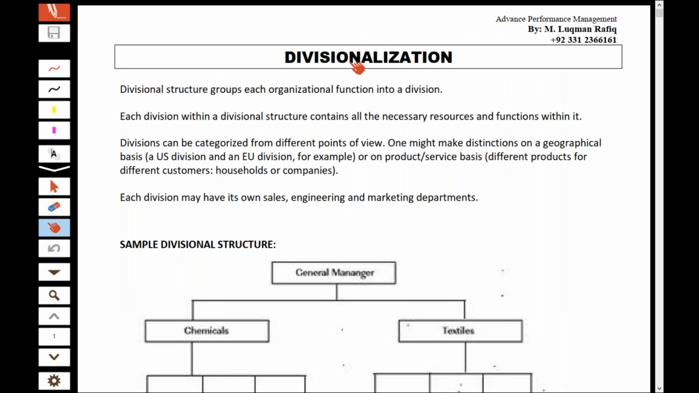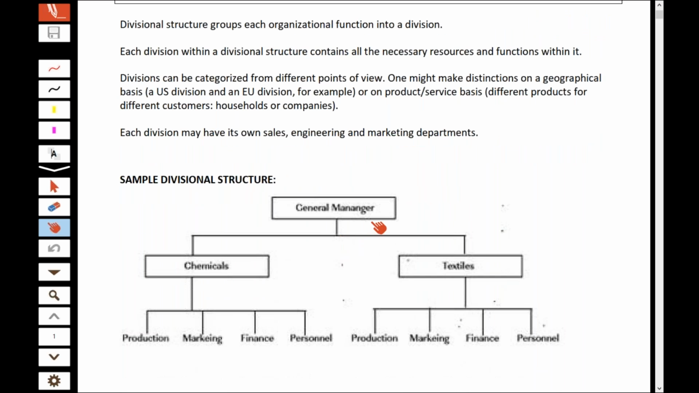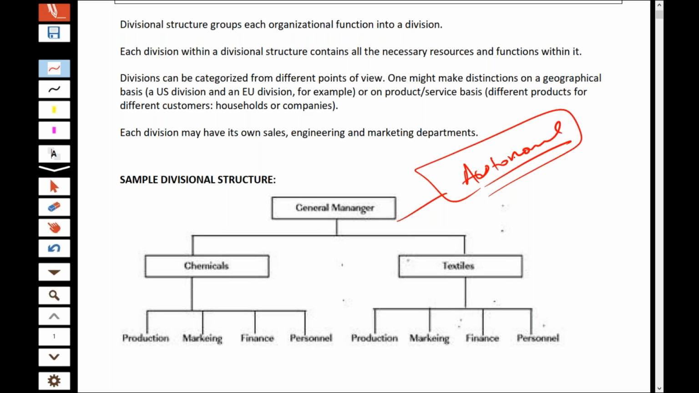If I talk about the concept of divisionalization, I think you people have a good idea about what it is. Divisionalization simply means when you split an organization into multiple parts, and each of the parts is an autonomous part. That means you have actually created divisions within an organization.